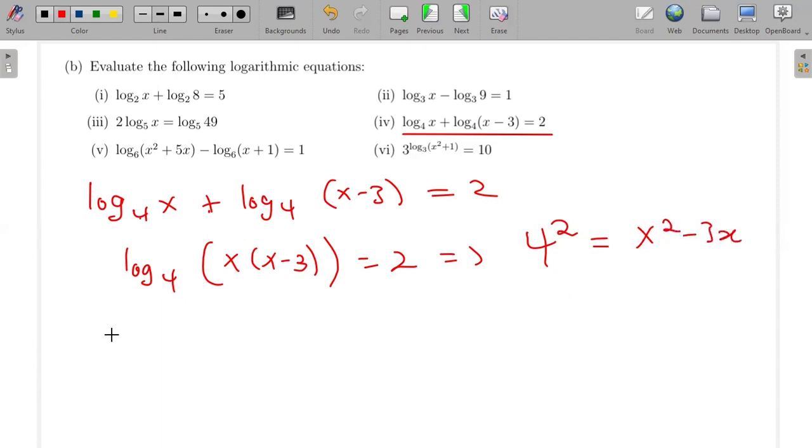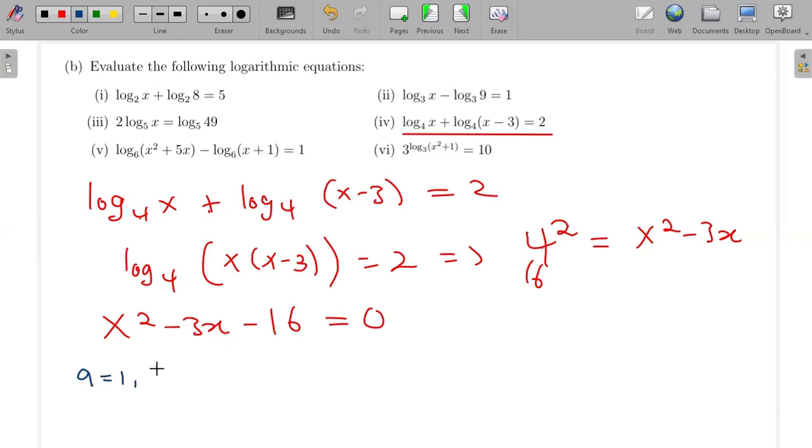So this will just give us a quadratic. x squared minus 3x minus 16 is equals to 0, because 4 to the power 2 is 16. So we just have to solve this quadratic equation now. Are there any two numbers that you can multiply to give you minus 16, but when you add them, they give you minus 3? Okay, there are no such numbers, so we can use the formula method.